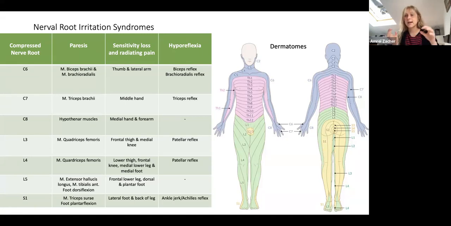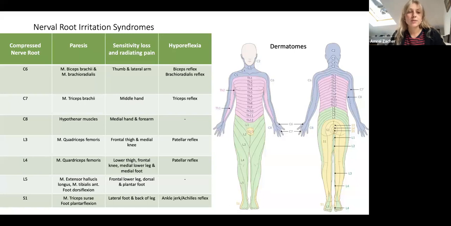As I said, the nerve roots connect in the plexus and then go out as a peripheral nerve, which holds many different nerve roots. But then a dermatome is one area of the skin that is supplied specifically by this nerve root. And the paresis would be in a muscle that is also supplied by the nerve root.